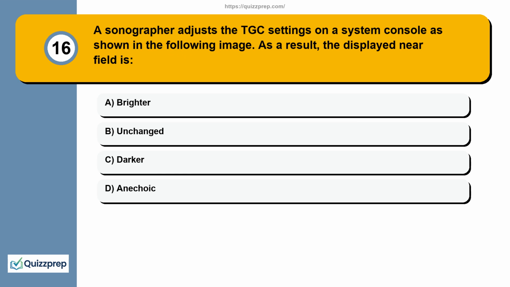Question 16. A sonographer adjusts the TGC settings on a system console as shown in the following image. As a result, the displayed near field is brighter, unchanged, darker, anechoic.